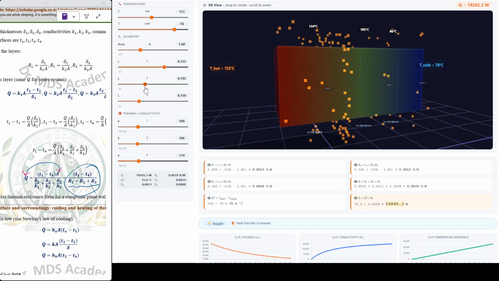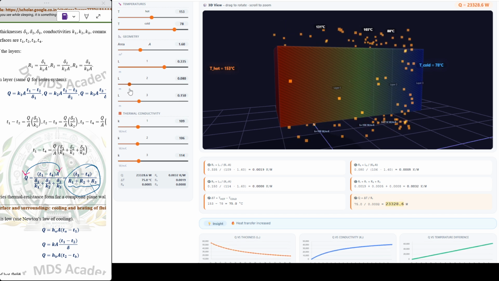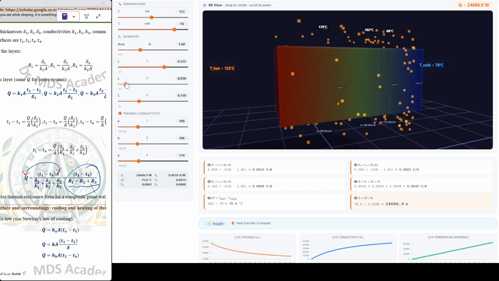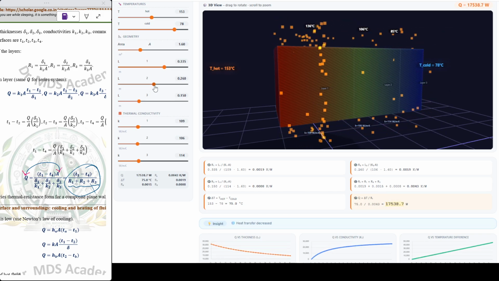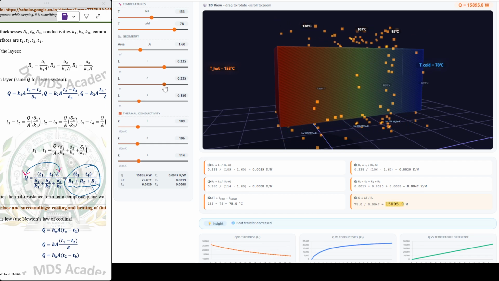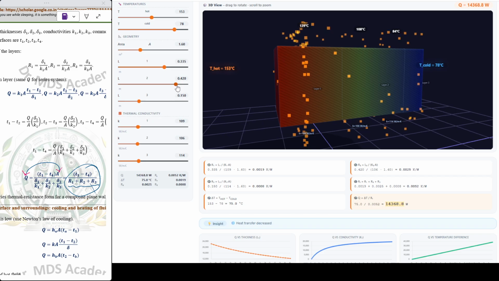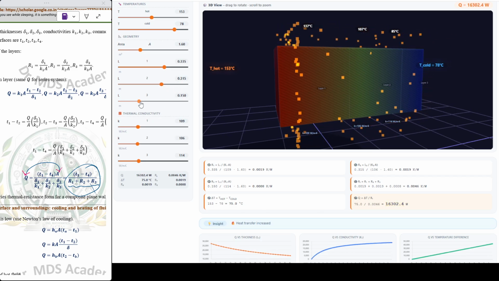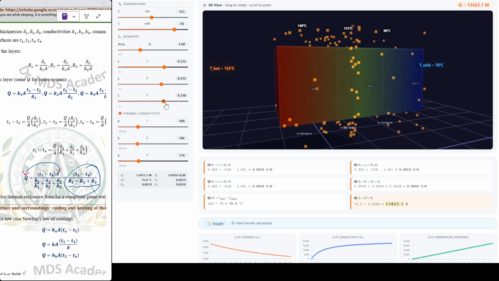Similarly, you can check for L2 also. Decrease the L2 value, see the current Q value. Increase the L2 value, and see what is happening. Q is getting decreased because of the inversely proportional relation. Similarly, you can play with L3 also.